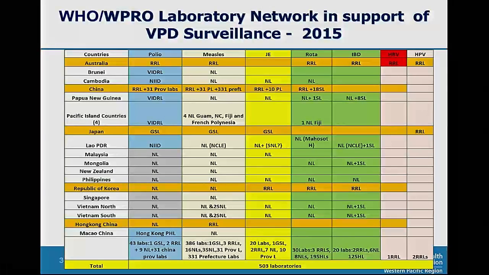for elimination programs. In the red, you see the different places in the Western Pacific that have either reference labs or national labs or subnational labs. And you see in red at the far right is the hepatitis B network, not even hepatitis C. And there's currently only one lab in Australia.